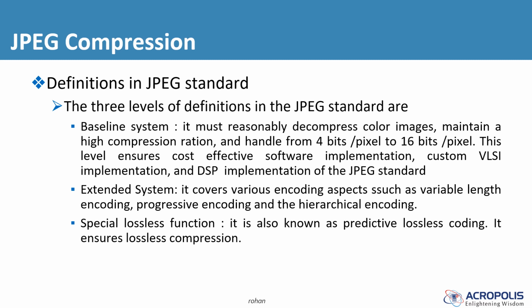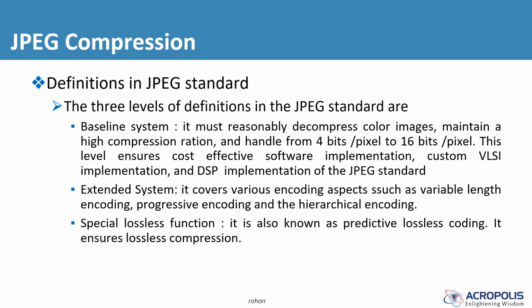Now JPG compression. So this is the definition of the JPG standard. The three levels of definition in the JPG standard are, first, the baseline system. It must reasonably decompress color images, maintain a high compression ratio, and handle from 4 bits per pixel to 16 bits per pixel. This level ensures cost-effective software implementation, custom VLSI implementation, and DSP implementation of the JPEG standard.